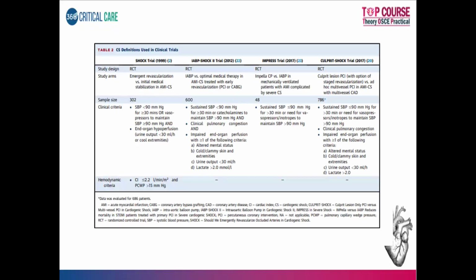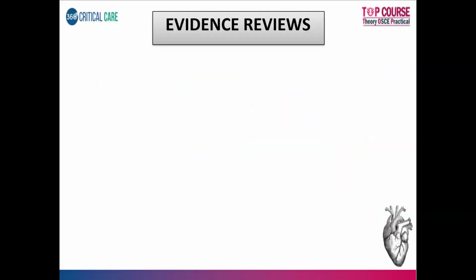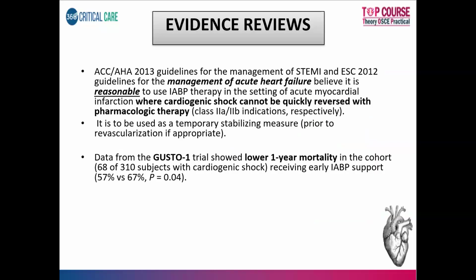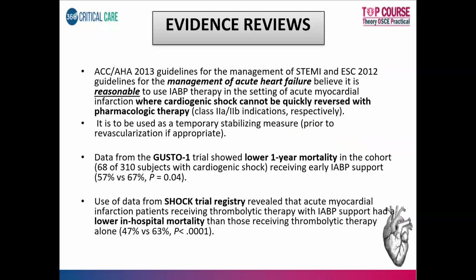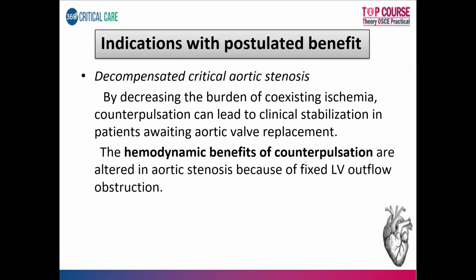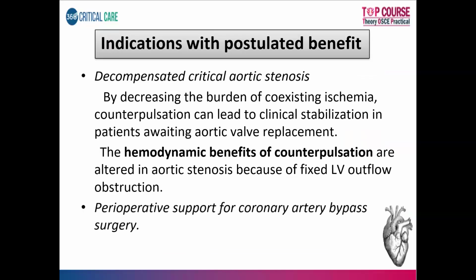Coming to a lot of trials which have been done for IABP, I've already mentioned the IABP-Shock 2 trial, and the IMPRESS trial, which compared Impella versus IABP. Coming to the reviews, overall, no great benefits. One of the earlier trials was GUSTO-1, which actually showed 1 year mortality reduction. But later on, a lot of other trials, basically IABP-Shock, did not show any benefit. So there are a lot of indications with postulated benefits, in cases of critical aortic stenosis because there is hemodynamic benefit due to counterpulsation. But these are all postulated and theoretical, and overall outcomes are still not very clear.